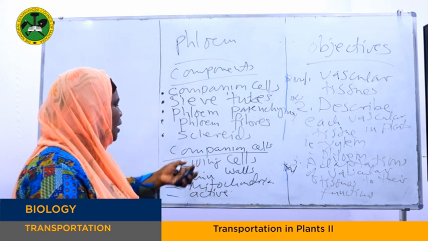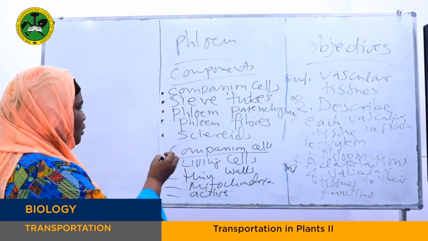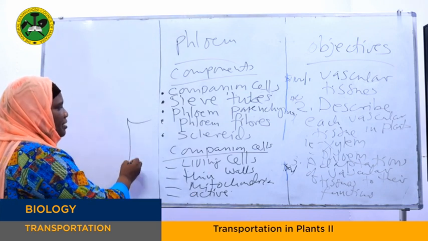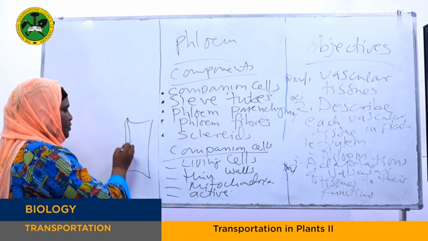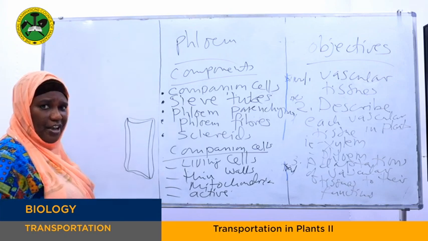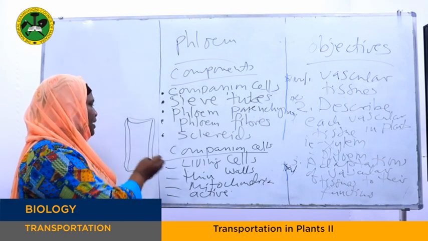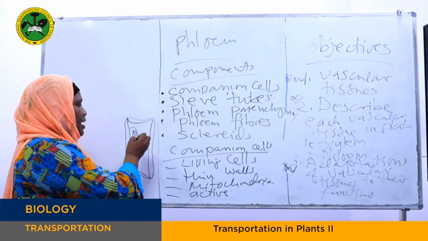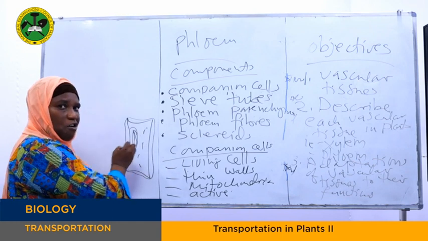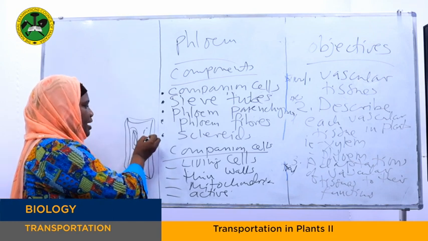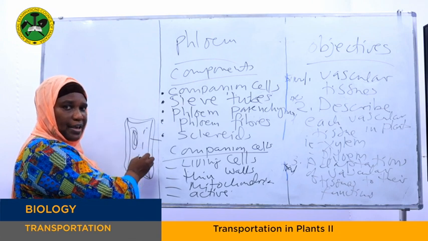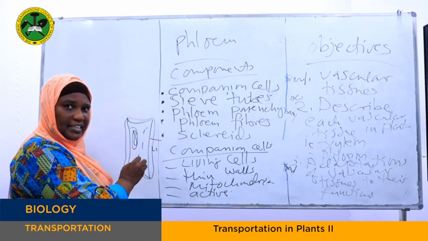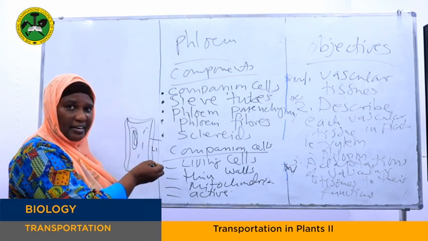And apart from that, the companion cell looks like this in structure. As I have already said, mitochondria are there. Other cell inclusions are also found there. The wall is somehow thin, but it is also lignified. Lignification is still there.